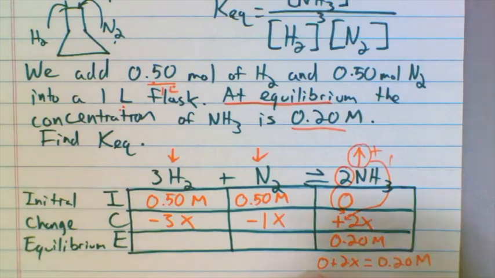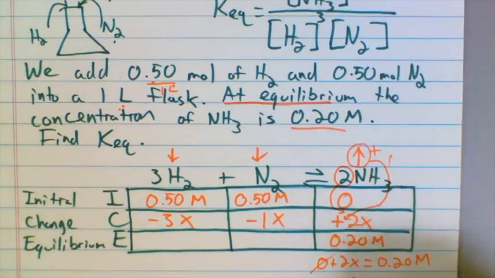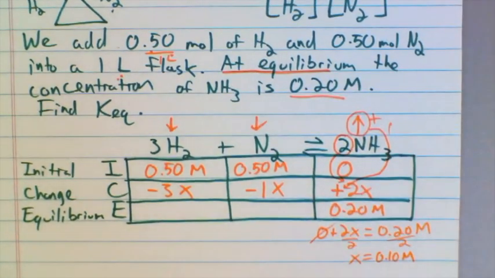So this one, we can just subtract 0. So that just goes away, because we don't have to worry about 0. And then how do we get x by itself now? You divide both sides by 2. And x equals 0.1 molarity. That's the factor everything's going to change by, 0.10 molarity.